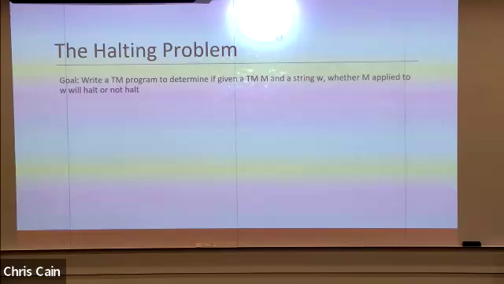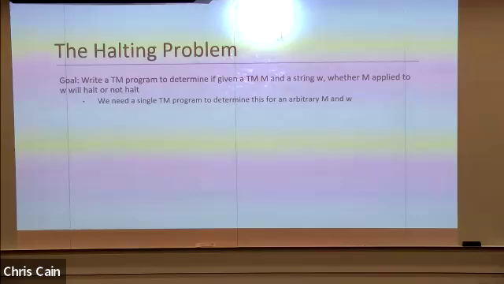So the halting problem is exactly as I just described. We're going to write a program to determine if an input program is going to halt or not. When we phrase this in terms of Turing machines, we have a Turing machine that is going to take as input another Turing machine and an input to that Turing machine. When we apply that input to that Turing machine, will it halt or not halt? So as I mentioned, we need a single Turing machine program to do this for an arbitrary input Turing machine and input string.